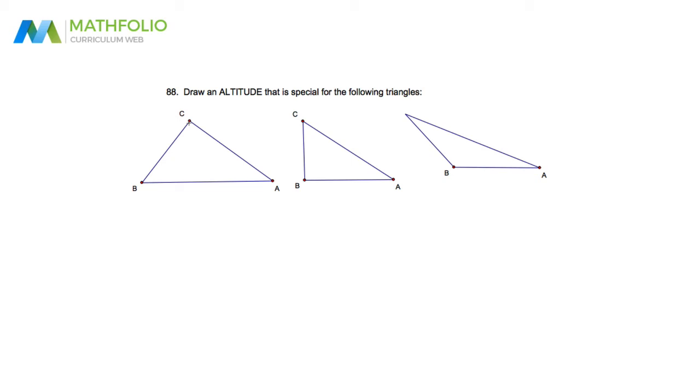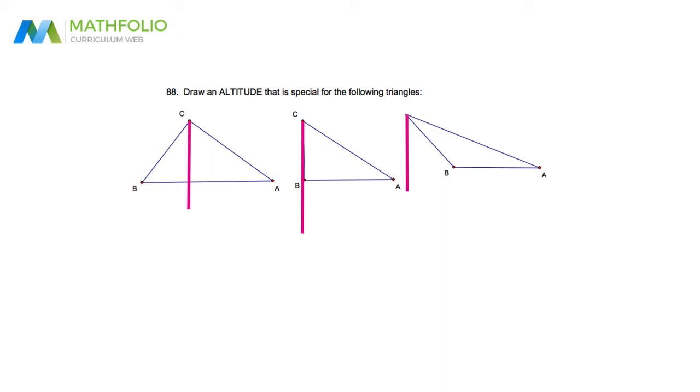So the altitude is going from the vertex all the way down at 90 degrees. This is perpendicular to the line at the bottom. So that's the altitude in the first case. Here's the altitude in the second case. It goes straight down. And here is the altitude in the third case. It goes straight down as well.